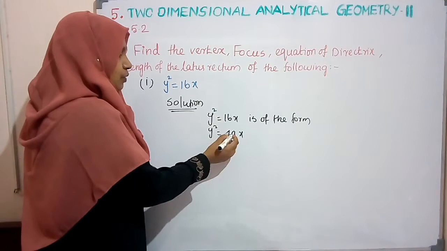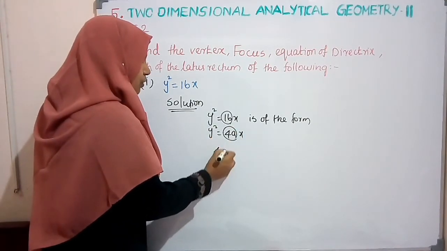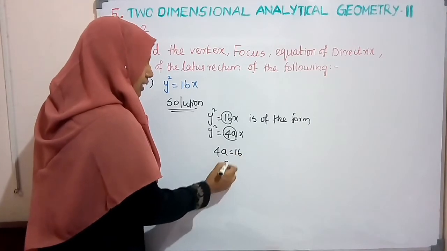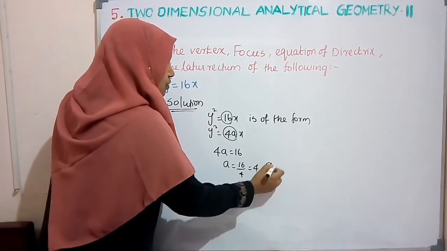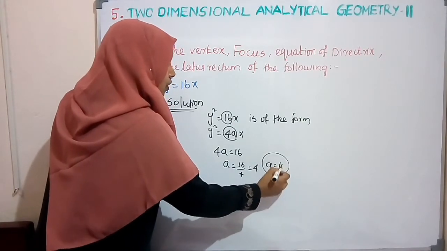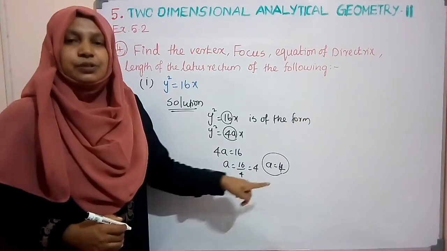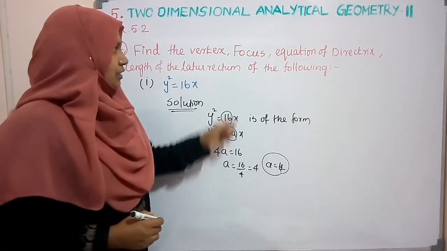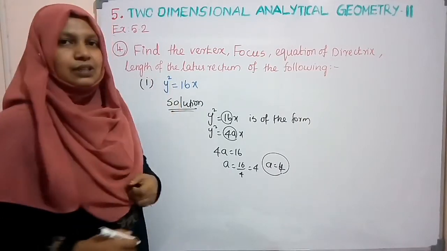Now compare this equation. What is the value of 4a? 4a is equal to 16. Then a value is 16 by 4. We are getting 4. So a is equal to 4. So always first you should find a value from this equation. Using this a value, we can write vertex, focus and directrix, length of the latus rectum.